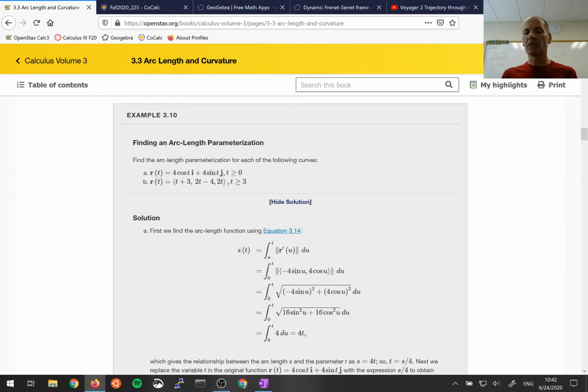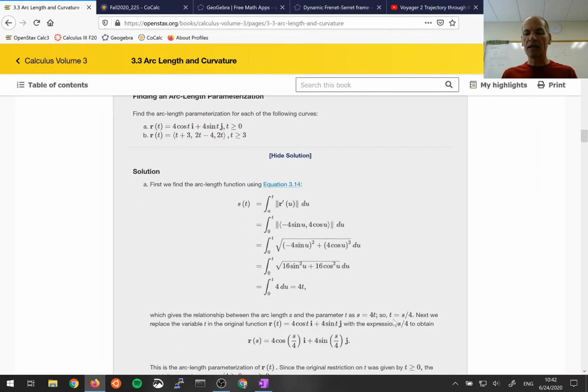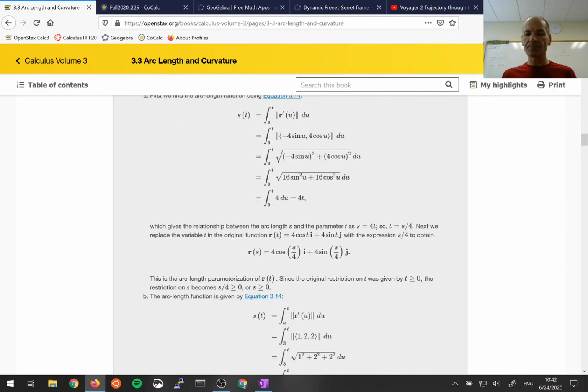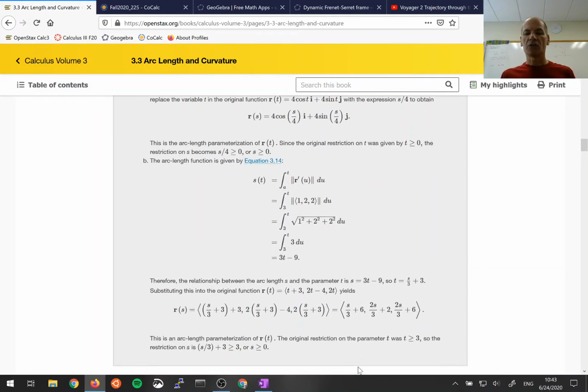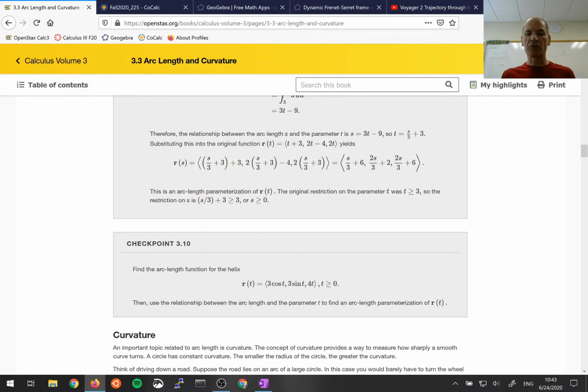You compute the magnitude of r prime, you do the integral, and you end up with s of t equal to 4t. If you solve for t in terms of s, you find that t is equal to s over 4. That's an easy algebraic problem. Just divide both sides by 4. And then to reparameterize in terms of arc length, you take the original space curve and you just replace t with s over 4. This is going to describe the same curve, the same shape, but now it's parameterized by arc length. This has useful theoretical properties as well as actual application, and so I'm going to expect you to be able to do that kind of reparameterization.